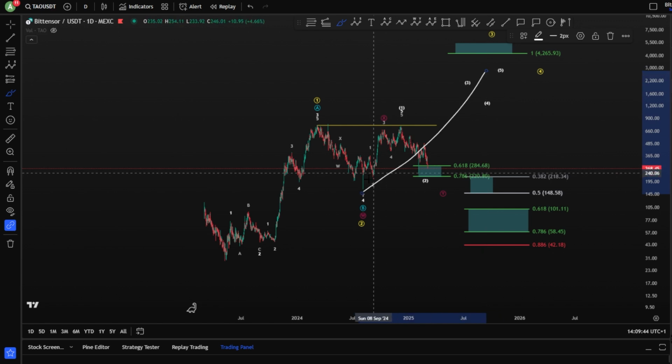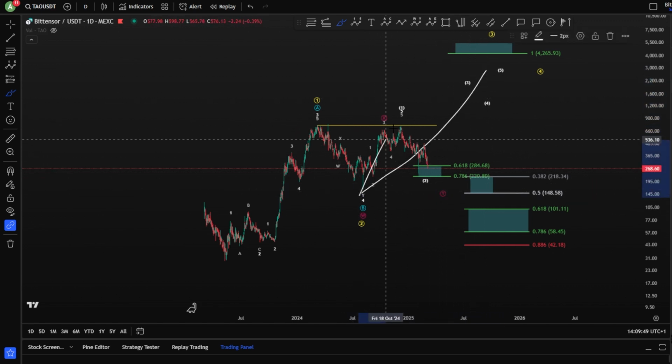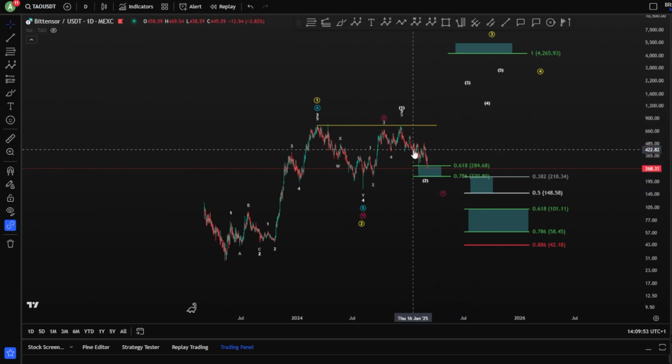Your wave C should be, of course, a 1, 2, 3, 4, and a 5, or your wave 3 should be as well 1, 2, 3, 4, and a 5. Both case scenarios, of course, require this impulse toward the upside.